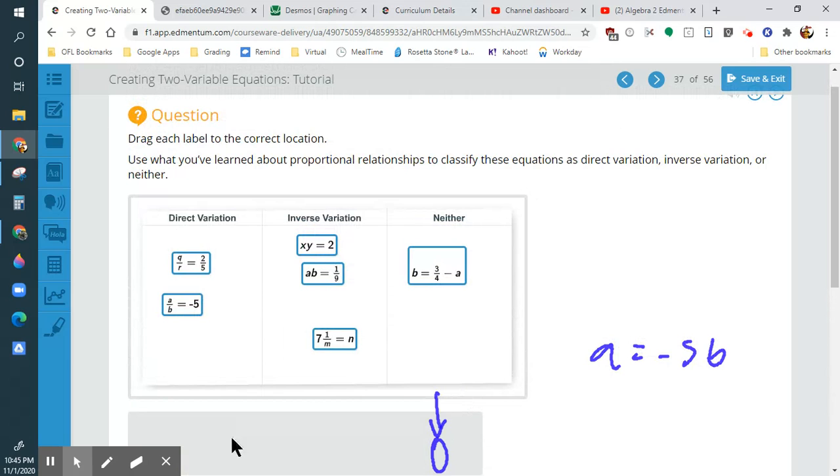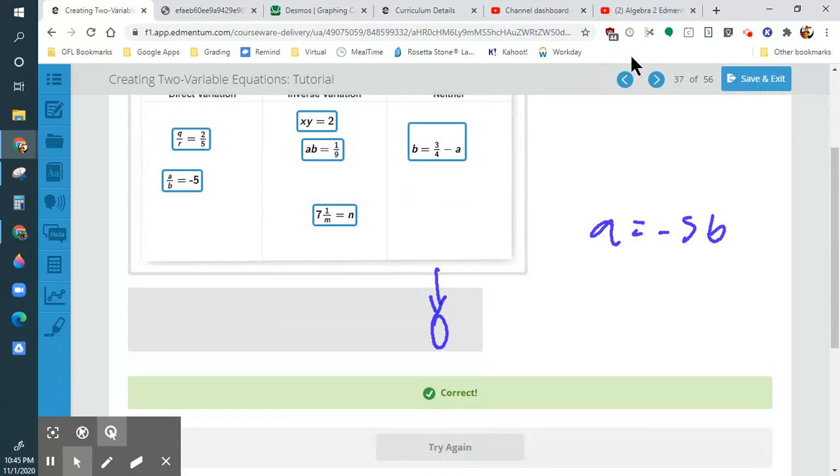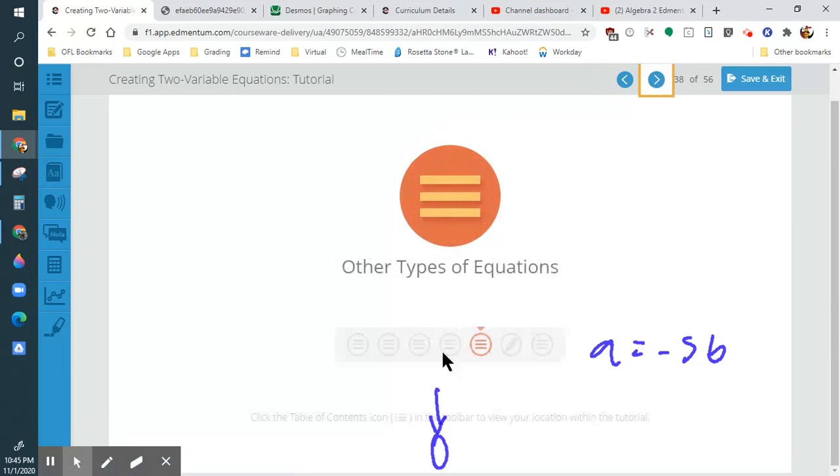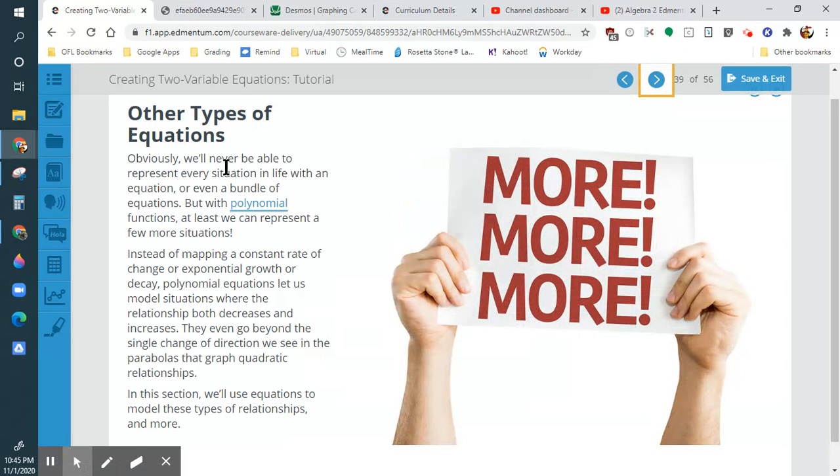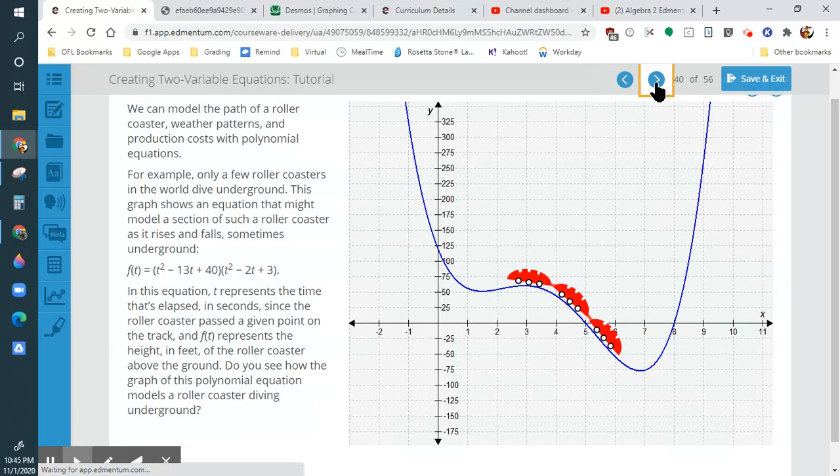All right. Hopefully you guys can fast forward through the parts that you already know. Moving on to the next one. Now we're going to talk about other types of equations, and then we're finally going to get to that activity. All right, so going into these, see other types of equations. I might honestly save the activity for the end.